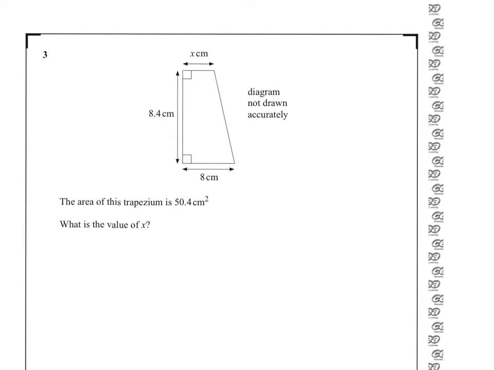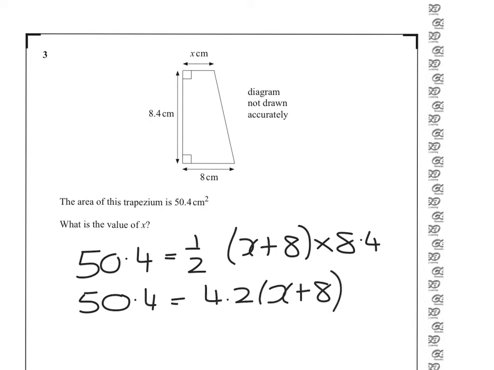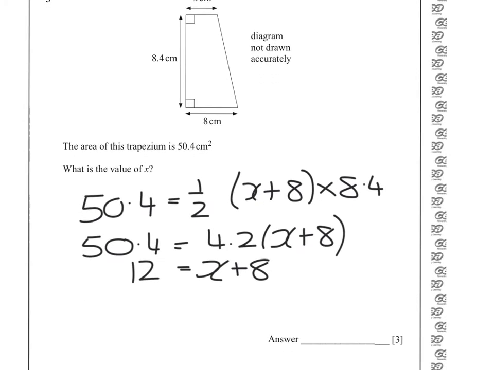Formula for area of a trapezium is on the formula sheet, so look it up. And the area is half the sum of the parallel sides times the distance between. So 50.4 has to equal 4.2 times x plus 8. 50.4 divided by 4.2 is 12. So 12 equals x plus 8. So x must equal 4. Checking the answer line, there's no units, which means we have to add the units, and that would be 4 centimetres.